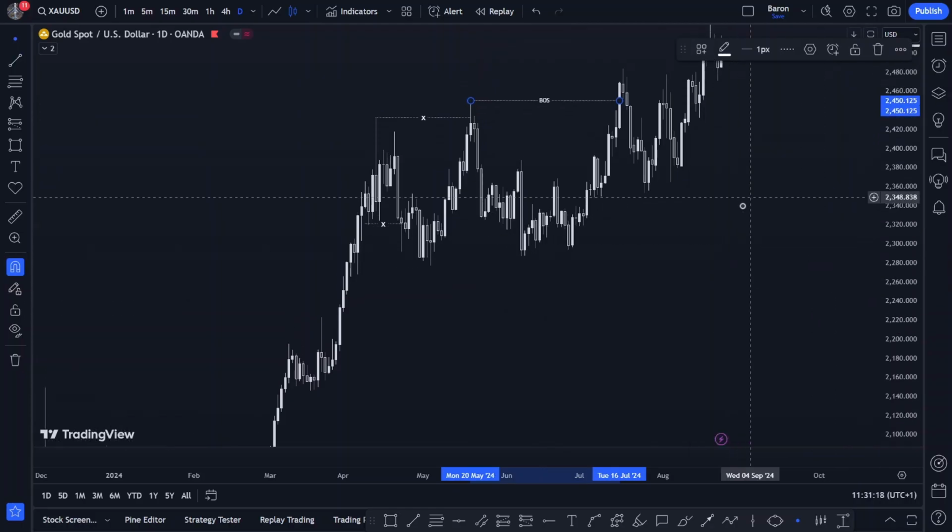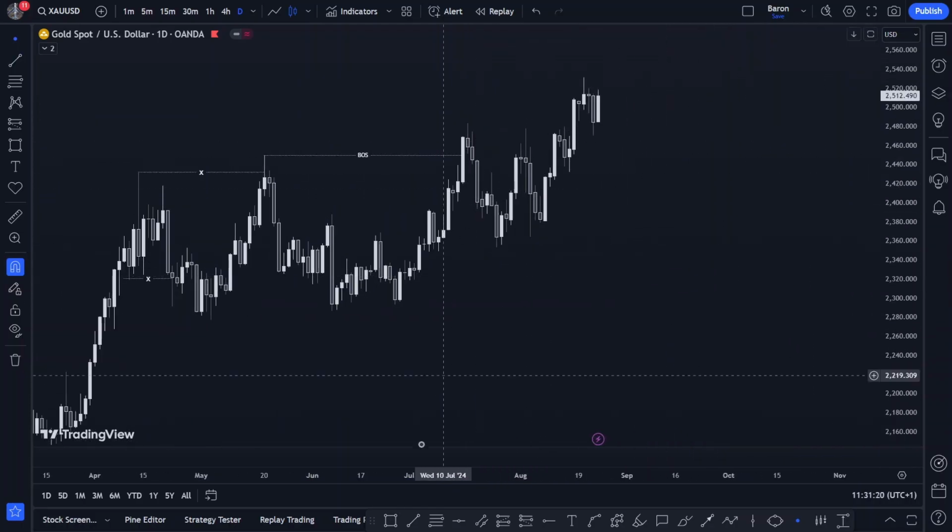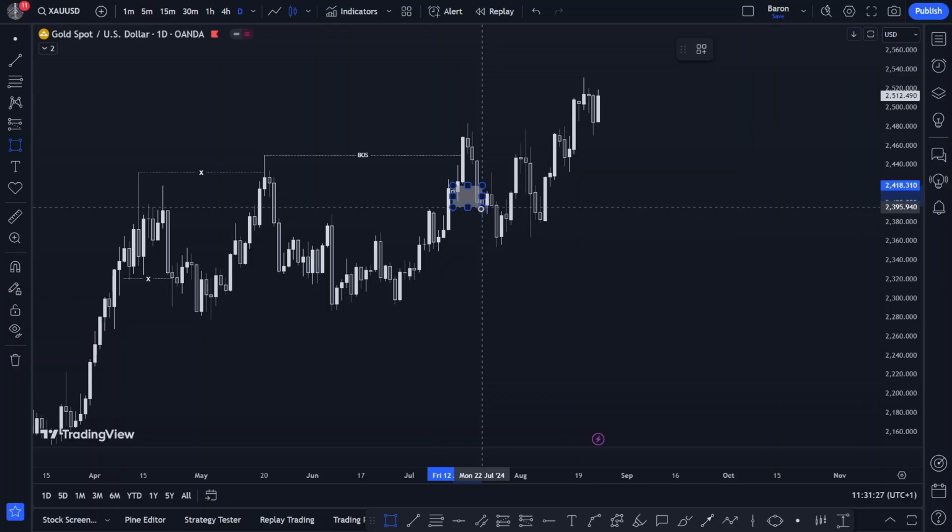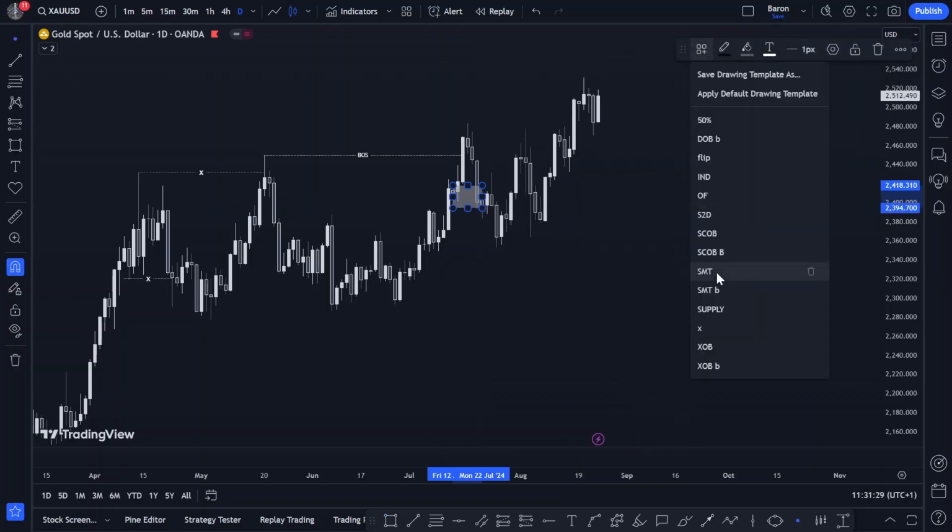After the break of this structure, the market has come down to take out this inducement. This one here is a smart money trap. Smart money trap and inducement are completely the same thing. Okay, so this is our inducement.